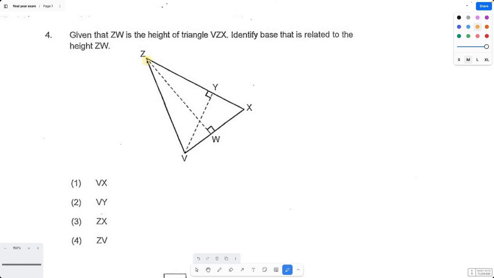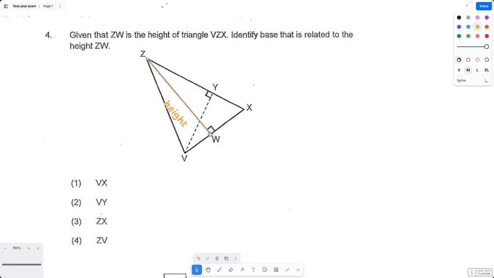Okay, so ZW is the height in this case over here. Let me just write it down. This is the height over here, right? So now you know the height is ZW. Actually, maybe not highlighter, let me use a line instead. So the line ZW is the height.